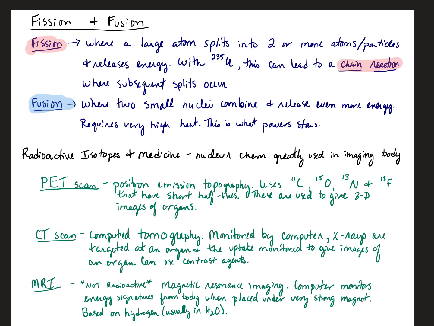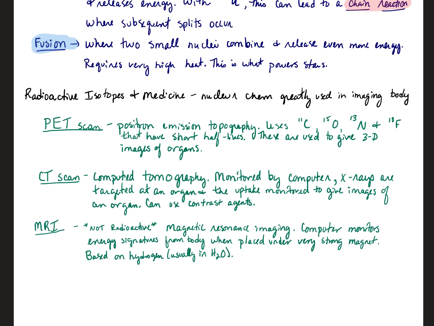As I've mentioned before, radioactive isotopes are widely used in medicine. As an indication of that, here are a few things. We have what's known as a PET scan. PET scans are positron emission tomography. We have specific radioisotopes that have short half-lives that are used here, and these can help give a 3D image of organs. You're probably familiar with a CT scan or a CAT scan, and that stands for computed tomography.